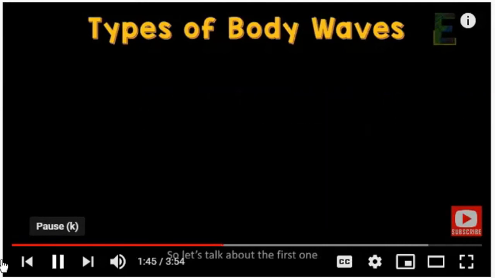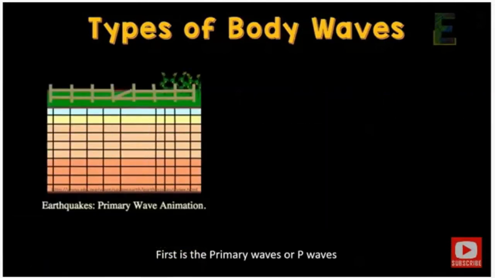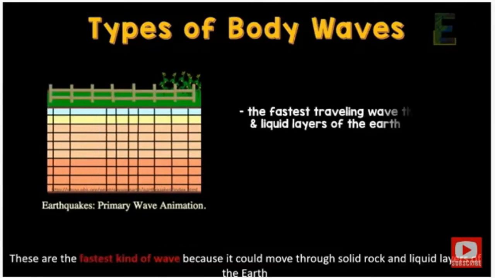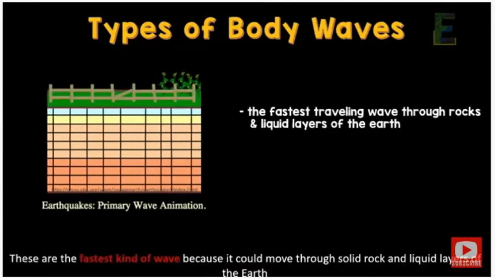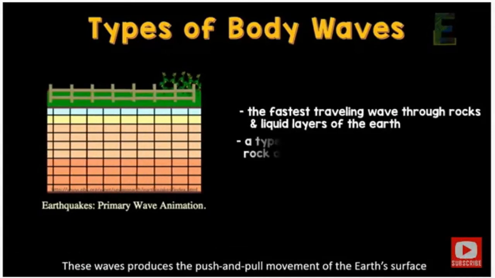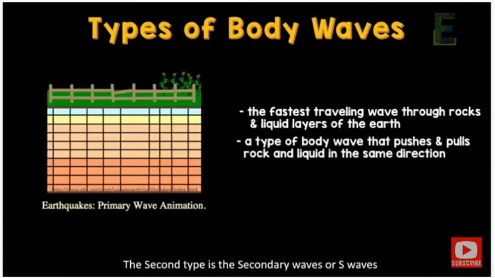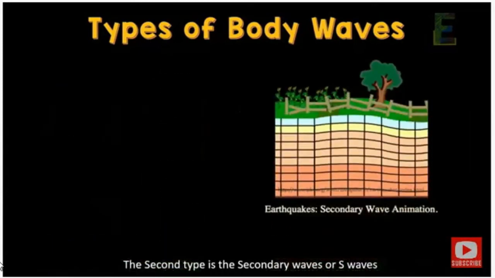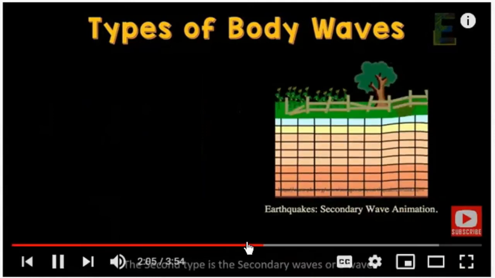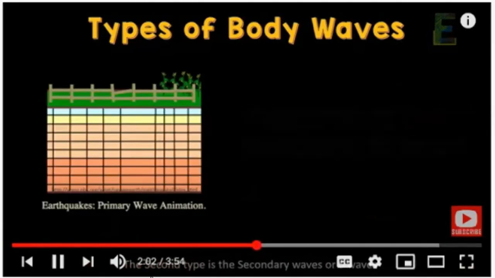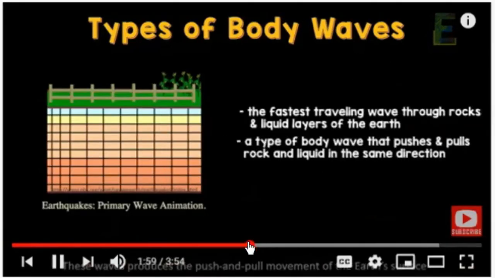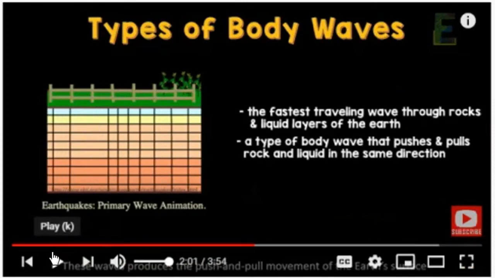So let's talk about the first one. First is the primary waves or P waves. These are the fastest kind of wave because they can move through solid rock and liquid layers of the earth. These waves produce the push and pull movement of the earth's surface. The second type is the secondary waves or S waves.